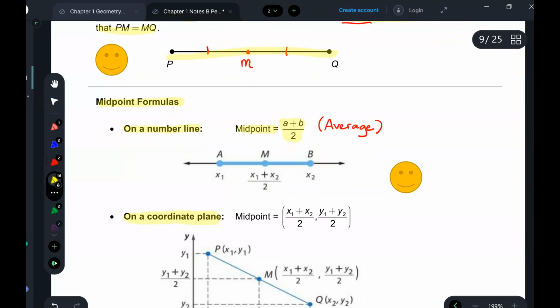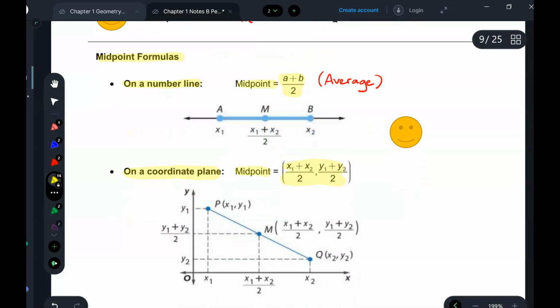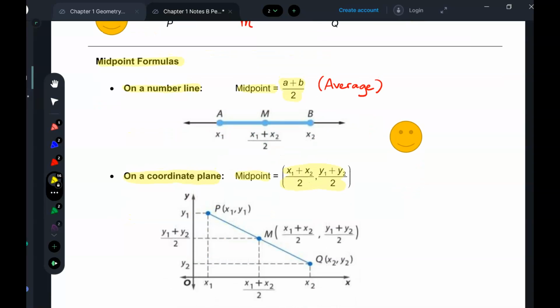On a coordinate plane, now you have 2 points. You have 2 x values and 2 y values. We have 2 formulas for distance and we have 2 formulas for midpoint. This is when it's on a number line. This is when you see the x1 plus x2 divided by 2. So we're taking the average of the x's. We're taking the average of the y's.